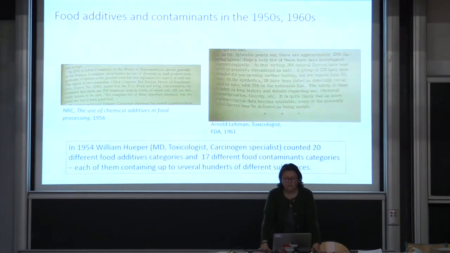The food additive and contaminant issue is an old issue, which is as old as the food industry, probably from the end of the 19th century. But in the 50s and 60s, there is an explosion and a big and rapid transformation of these industries in food processing. And this is linked to the sudden wide availability of a great number of food additives.